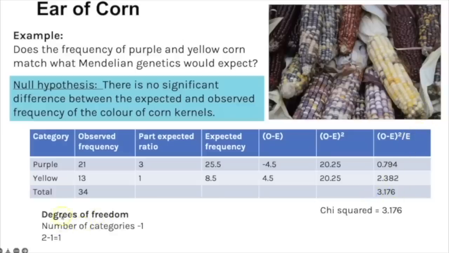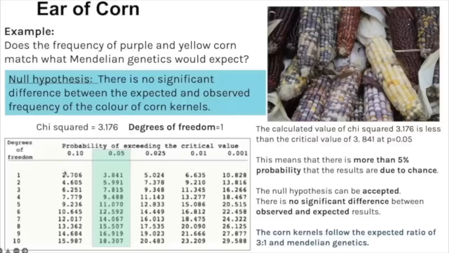In this example, the number of degrees of freedom is 1 because it's the number of categories minus 1, and we have 2 categories, purple or yellow. So the last thing you would need to do would be compare your chi-squared value to a critical value. In this case, the calculated value of chi-squared we said was 3.176, and for our critical value, we have 1 degree of freedom, so we need to look across at the row 1 and go to 0.05, and that would be telling us that there'd be a 5% probability the results are due to chance.